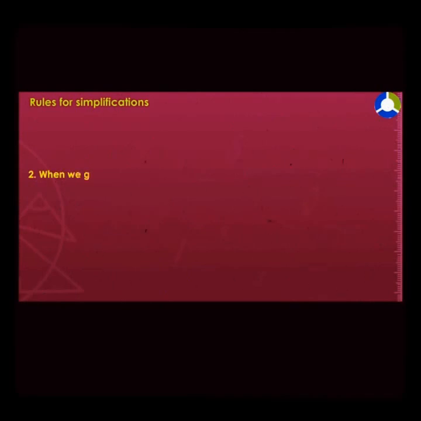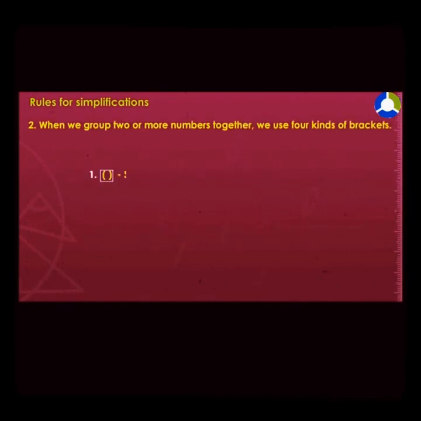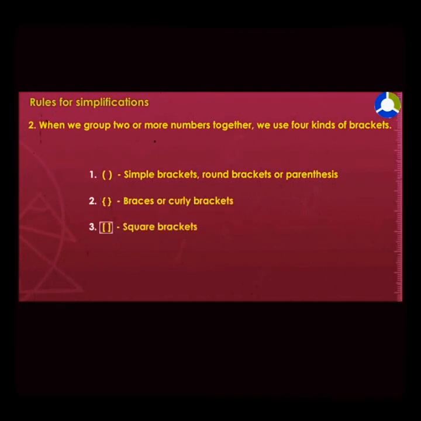2. When we group two or more numbers together, we use four kinds of brackets. 1. Simple brackets or round brackets or parentheses. 2. Braces or curly brackets. 3. Square brackets. 4. This is a line which is drawn above all the numbers grouped under it. It is called a line bracket or vinculum.